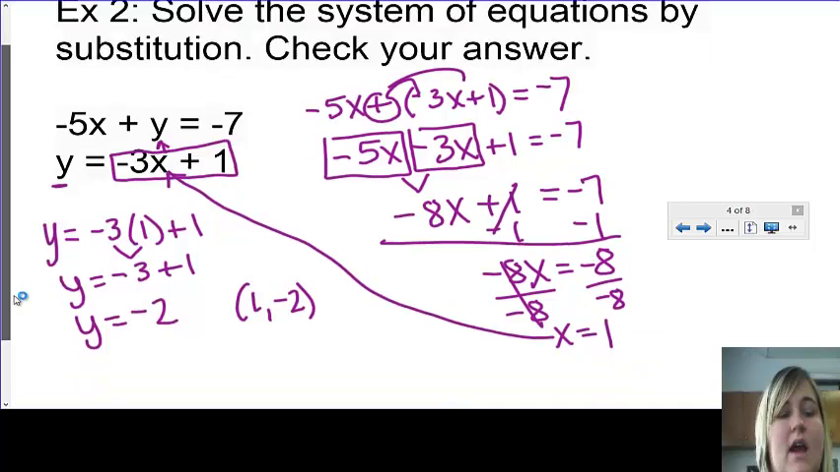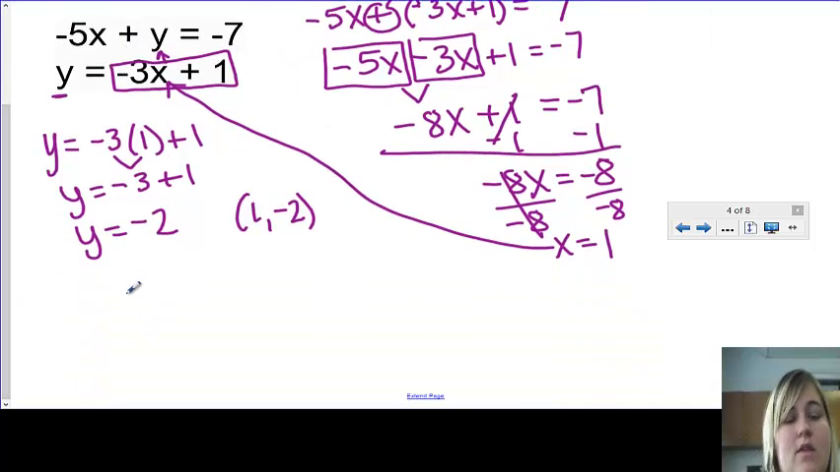To check this, I can then plug them in. So on the first equation, I have negative 5. Instead of x, I'll put 1. Plus, instead of y, I'll put negative 2. Whoops.